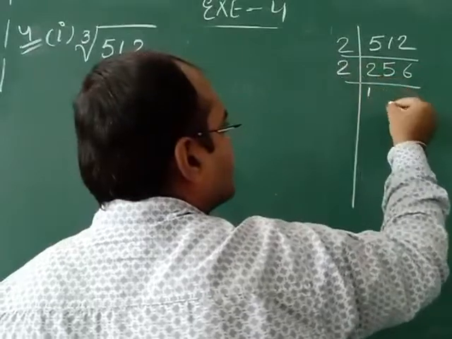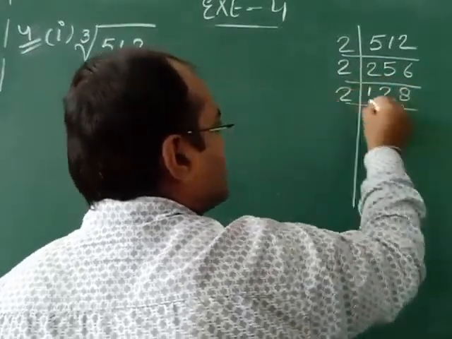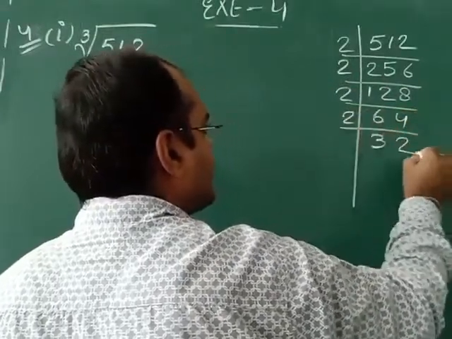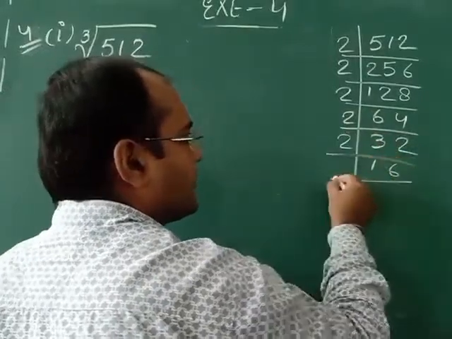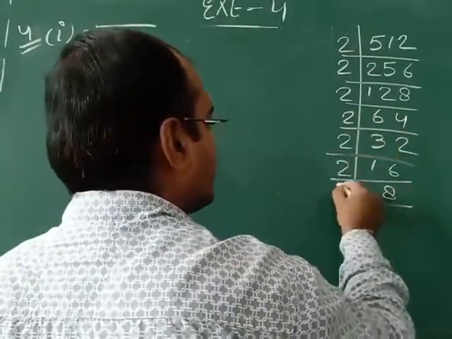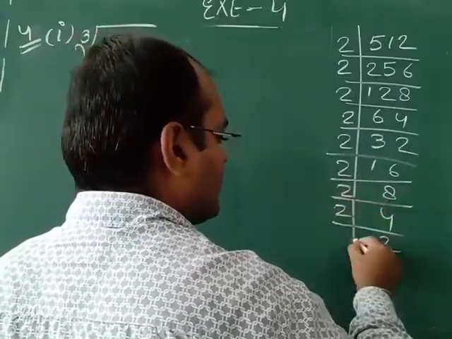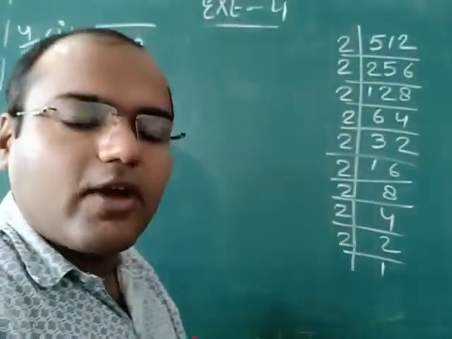2 ones are 2, 2 twos are 4, 2 eights are 16. Now 2 sixes are 12, 2 fours are 8, 2 threes are 6, 2 twos are 4. Now 2 ones are 2, 2 twos are 4, 2 ones are 2. This is the prime factor of 512.